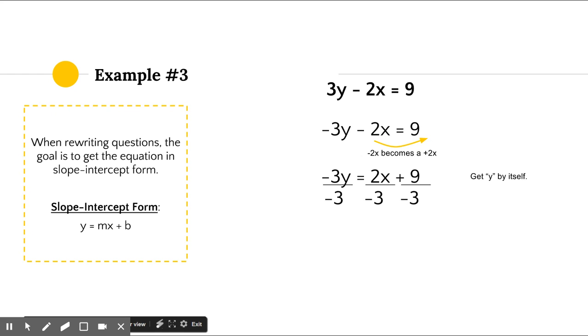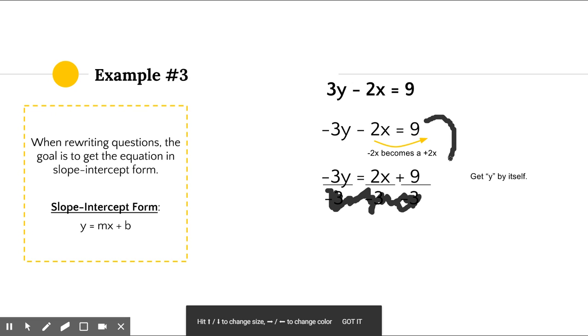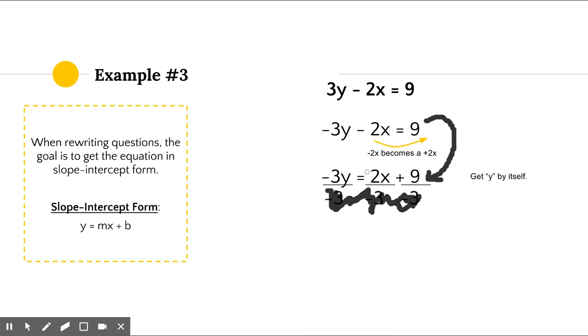Oh, sorry, it looks like my transitions are kind of messed up here. So if you kind of ignore the bottom part for now, how about I cross it out for a moment? There we go. All right, so this became this right here. We just moved that negative 2x to the right side, so it became a positive 2x.